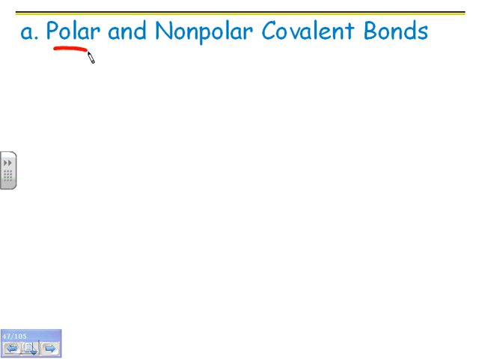Today we're going to look at polar and nonpolar covalent bonds. David, do you remember what covalent means? Well, I know the covalent bonds are the things that bond the atoms. Yep, that's true. And what part of the atom is actually making the bonds? The electrons.